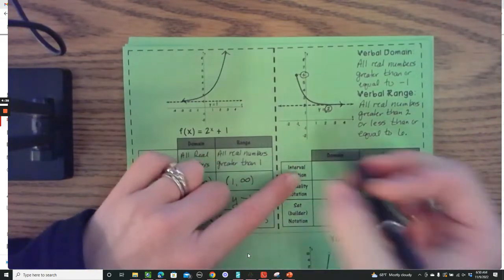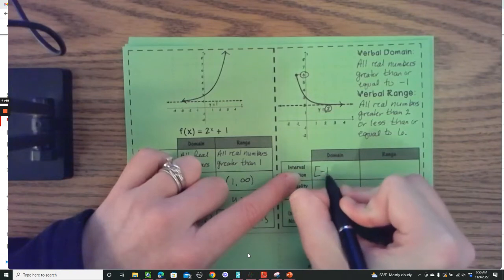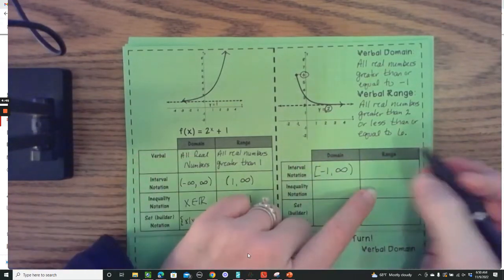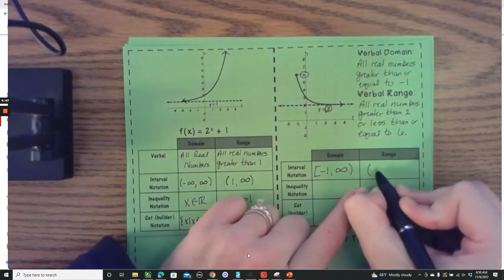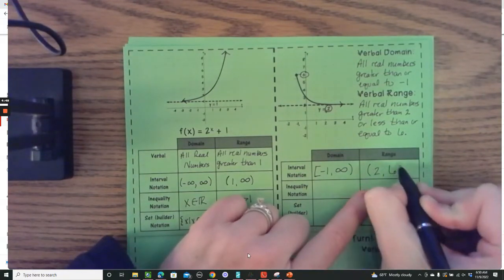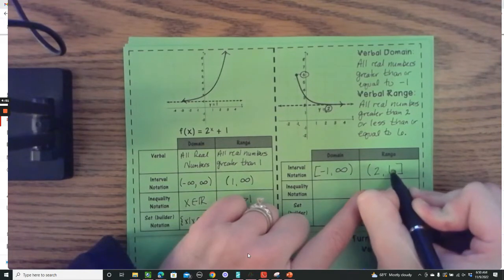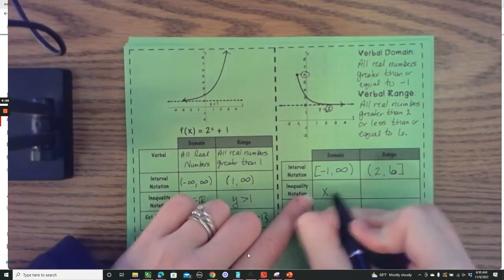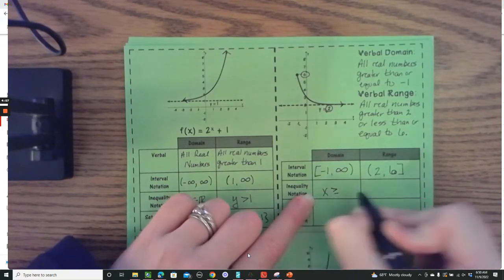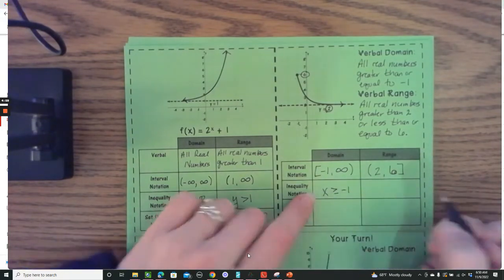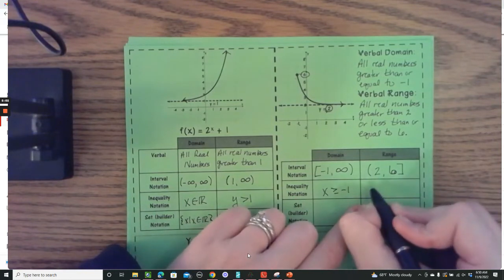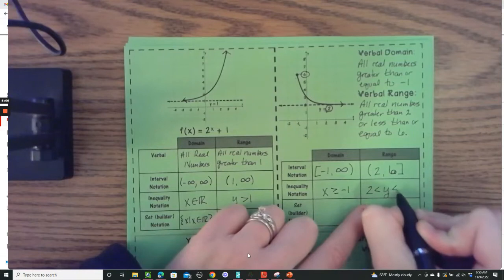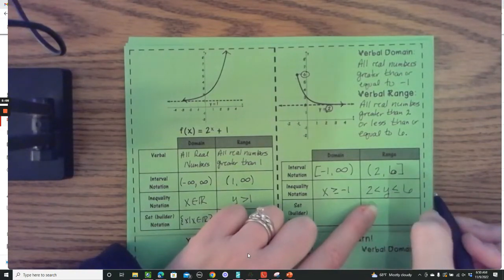So in interval notation, we would use a bracket for the negative 1, and then it's going to go to infinity. For the range, we would use a parenthesis for the 2 and a bracket for the 6. As an inequality, x is going to be greater than or equal to negative 1. For the y, 2 is less than y is less than or equal to 6.